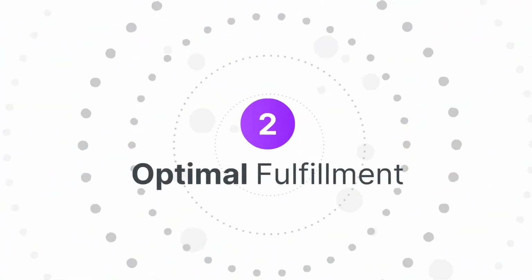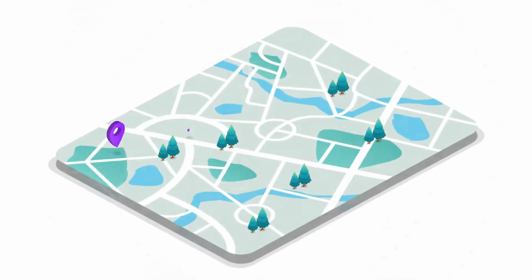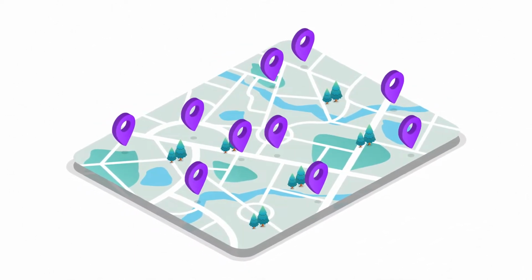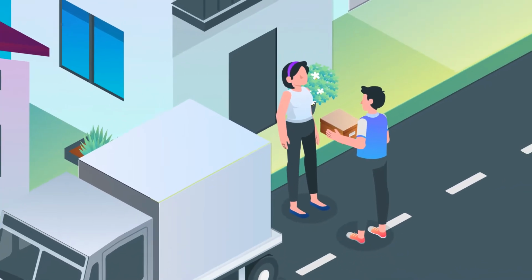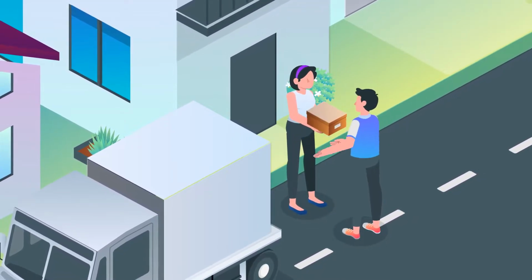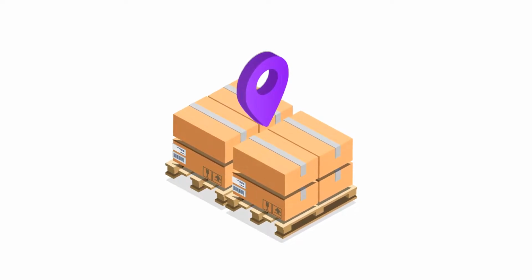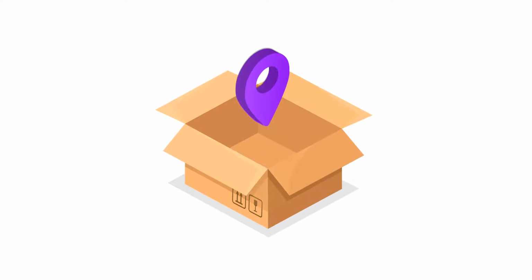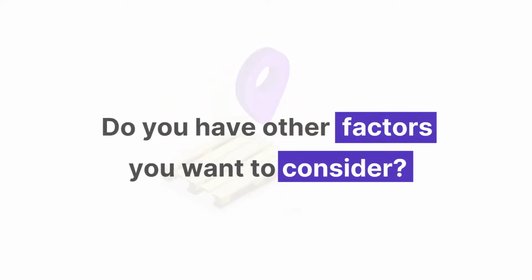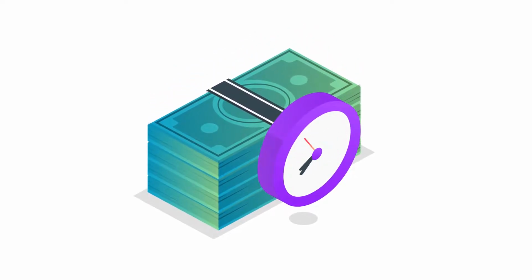2. Optimal fulfillment. If you ship from multiple locations, there are lots of factors to consider. Do you fulfill from the location closest to the customer for faster delivery? The one with the most stock to reduce out of stocks? The location with the lowest number of open orders to prevent capacity issues? Or do you have other factors you want to consider, like on-time delivery rate or cost of delivery?